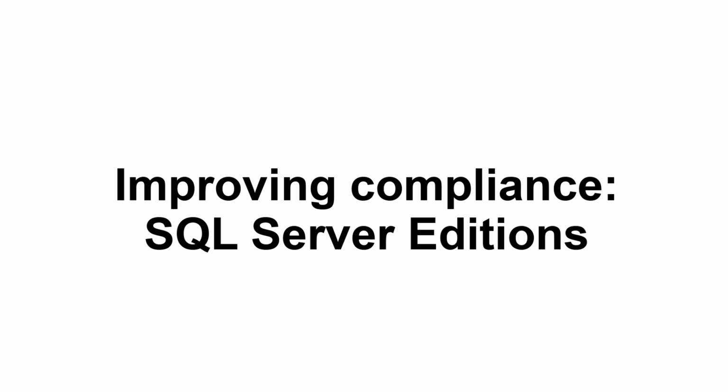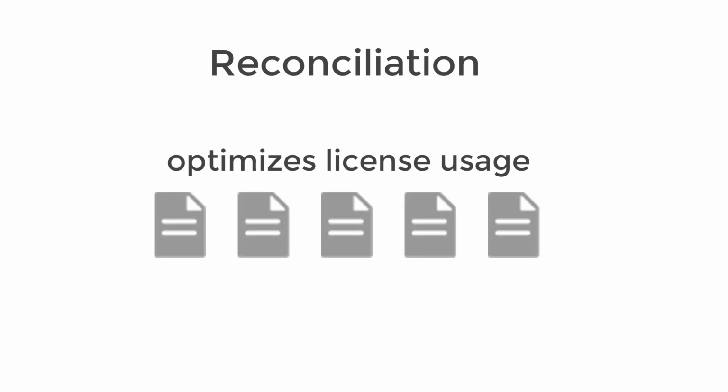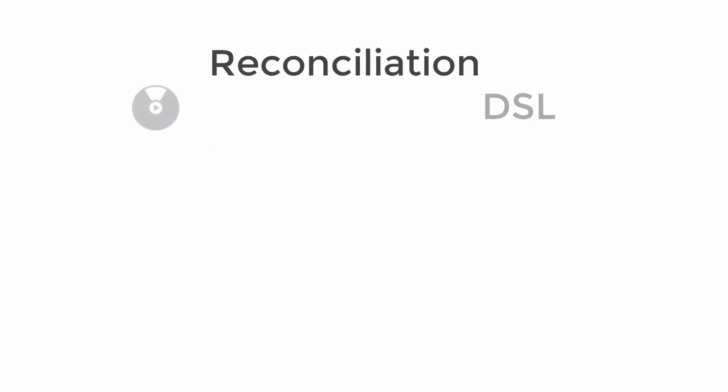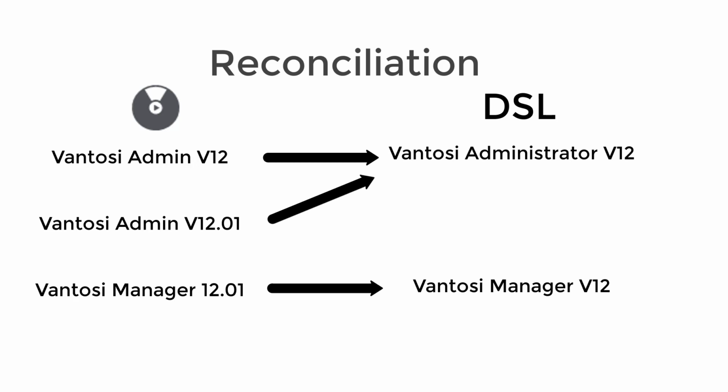Welcome to this Ivanti video that will help you to improve your license compliance by setting unknown editions in License Optimizer. During reconciliation, License Optimizer uses its rules engine to make the best use of the licenses you have by matching known software found in your IT estate with items in the definitive software library. It then uses this information to match to a license.